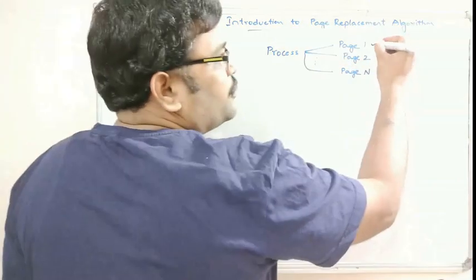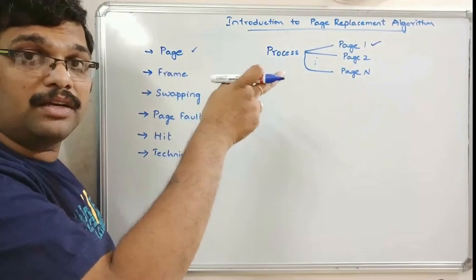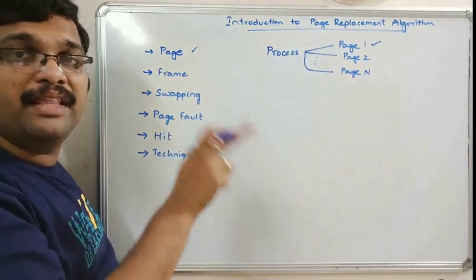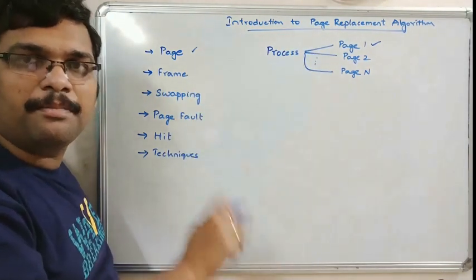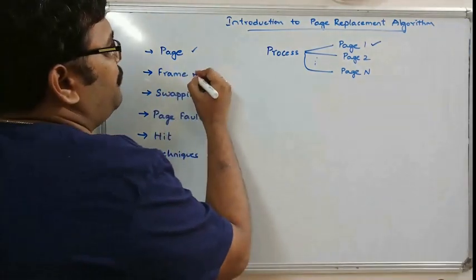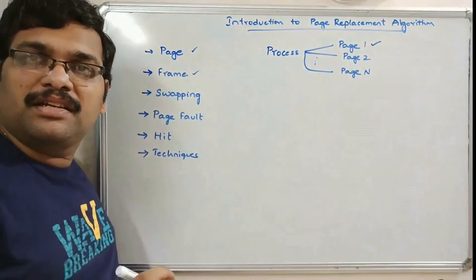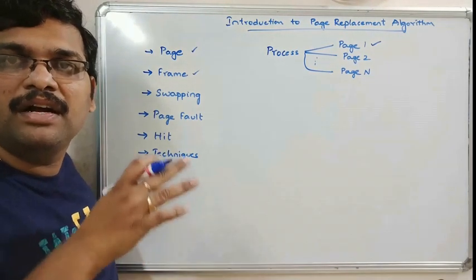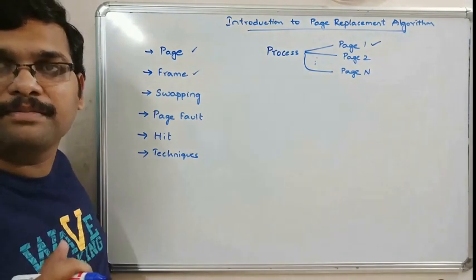If we want to execute page 1, first page 1 should be loaded from the secondary memory to main memory, and only then will it be executed by the processor. Now coming to the frame: similar to the process, the main memory is also finite and is divided into different frames.